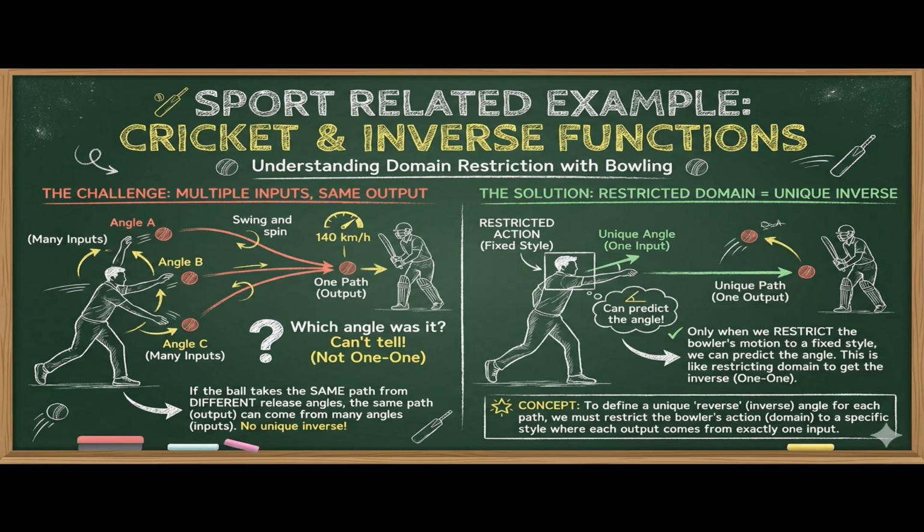Now let us see a sports-related example. In cricket, a speed gun shows the speed of the ball, but only by looking at the speed, we cannot decide the angle of release of the ball. From different angles, the ball can move with the same speed. Only when the bowler's action is restricted, the angle can be predicted. This is also the idea of inverse function.